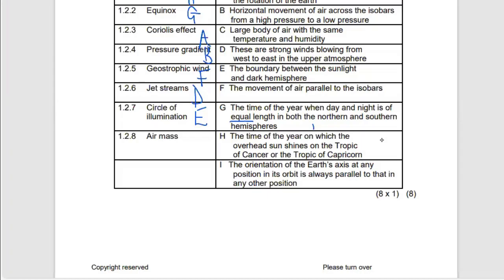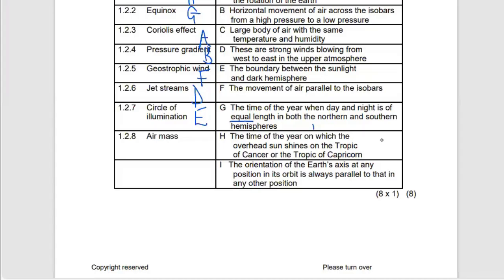Then lastly, an air mass. An air mass is a large body of air that has similar characteristics, if you are to define it in simple terms. What are the characteristics which are similar? We are saying it's a large body of air that has got uniform characteristics. Those characteristics can be of temperature, which means the temperature is uniform within the whole body. Humidity can also be another feature. Stability can also be another feature.